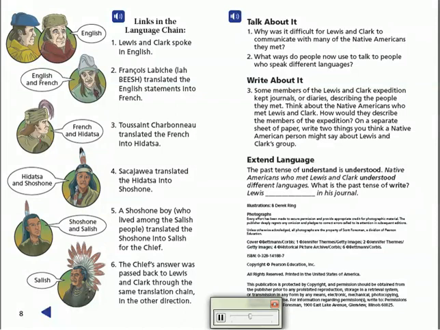4. Sacagawea translated the Hidatsa into Shoshone. 5. A Shoshone boy who lived among the Salish people translated the Shoshone into Salish for the chief. 6. The chief's answer was passed back to Lewis and Clark through the same translation chain in the other direction.